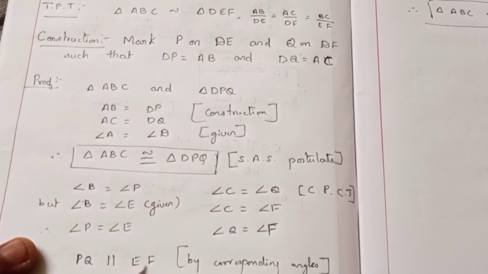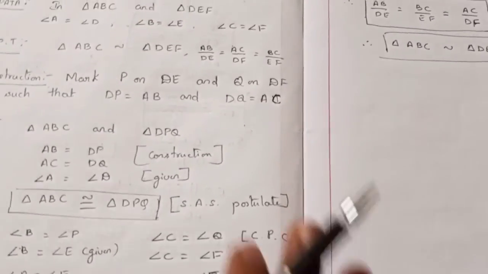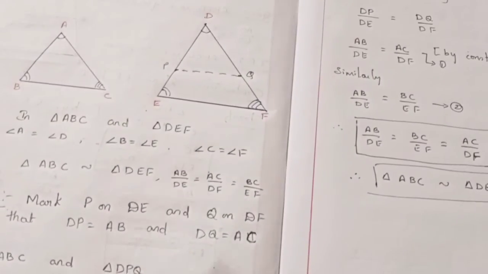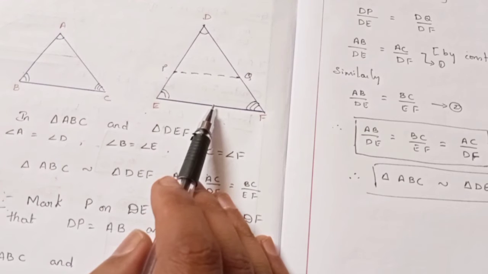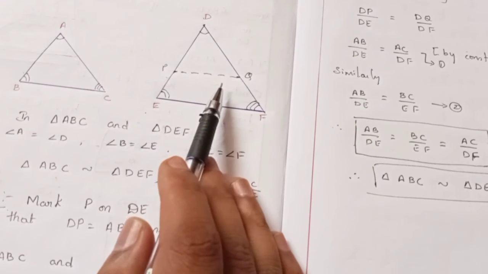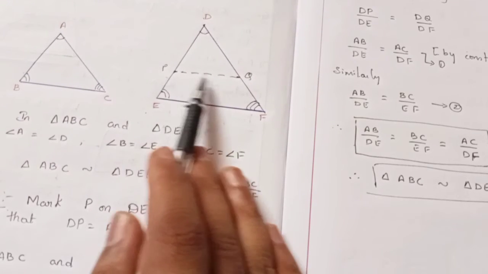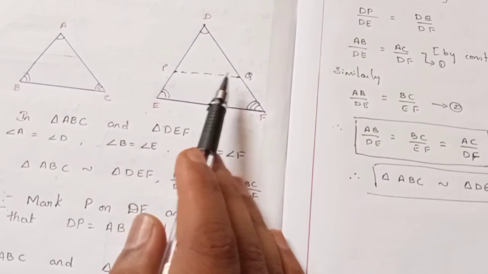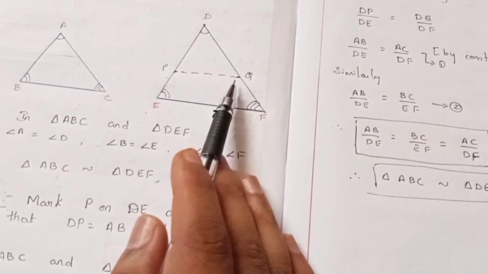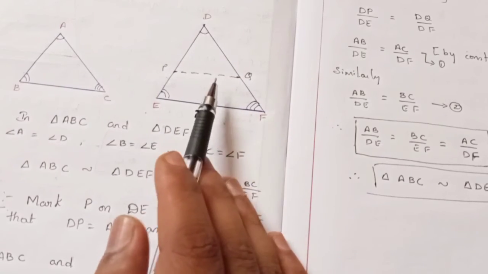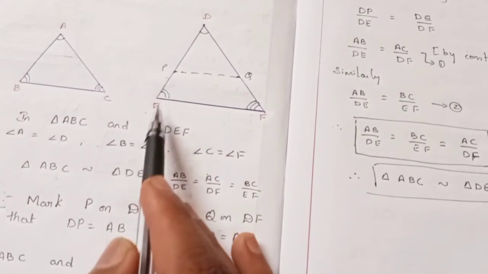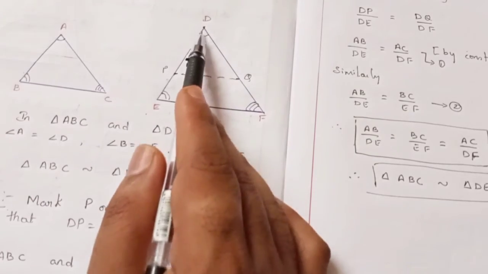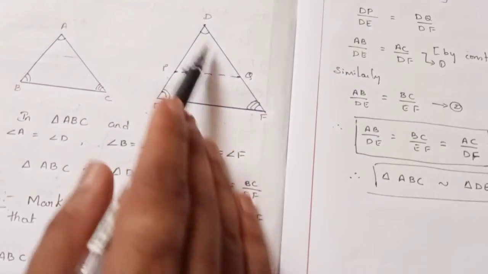Since PQ is parallel to EF, now if you see here, PQ is parallel to EF. So by BPT, base proportionality theorem, if a line is drawn parallel to one side of a triangle, then it divides the other two sides in the same ratio. By considering the corollary, there are three corollaries in BPT. I'm going to consider one of the corollaries, that is the smaller triangle by the bigger triangle sides: DP by DE, DQ by DF.